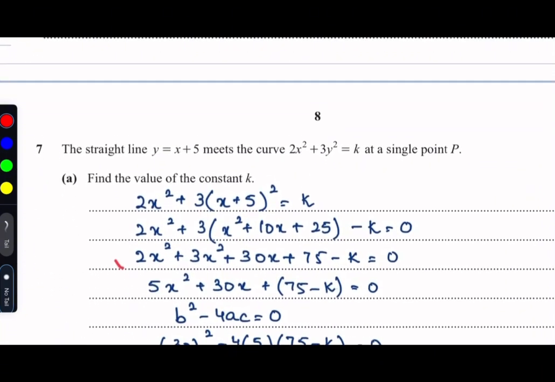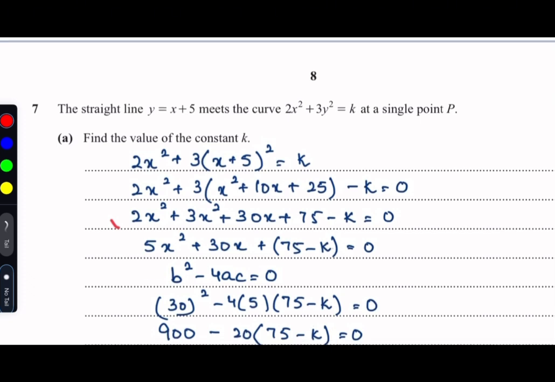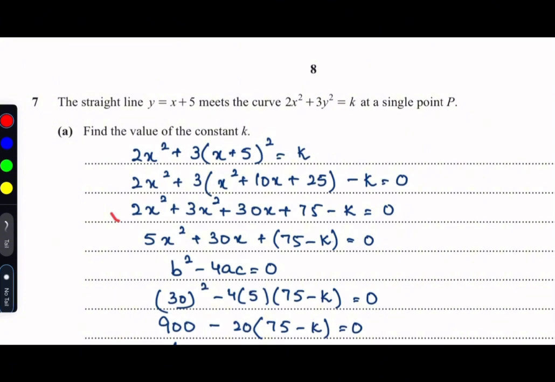Moving to the next question, which is question number 7. For this question, it says the straight line y equals x plus 5 meets the curve 2x square plus 3y square equals k at a single point P. The straight line and the curve are meeting at a single point P. So find the value of the constant. To find the value of the constant, I know that the two of them can be solved simultaneously.